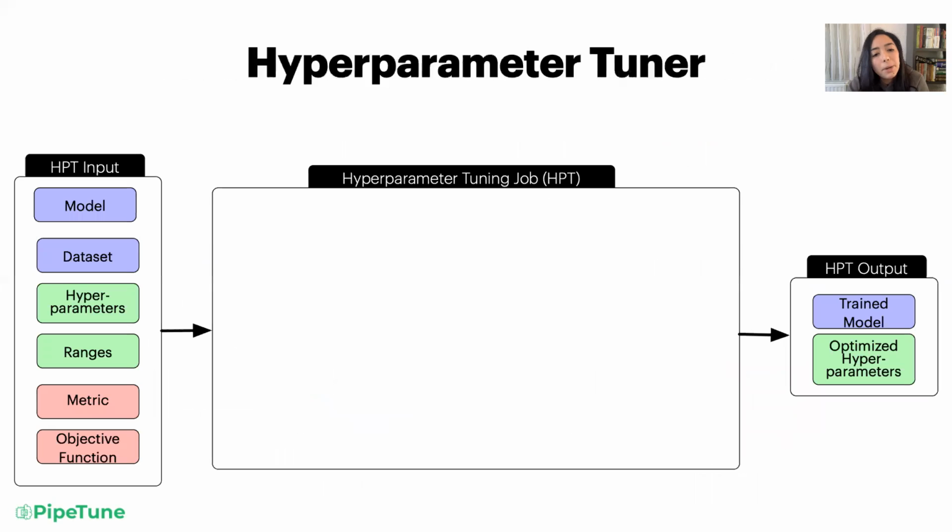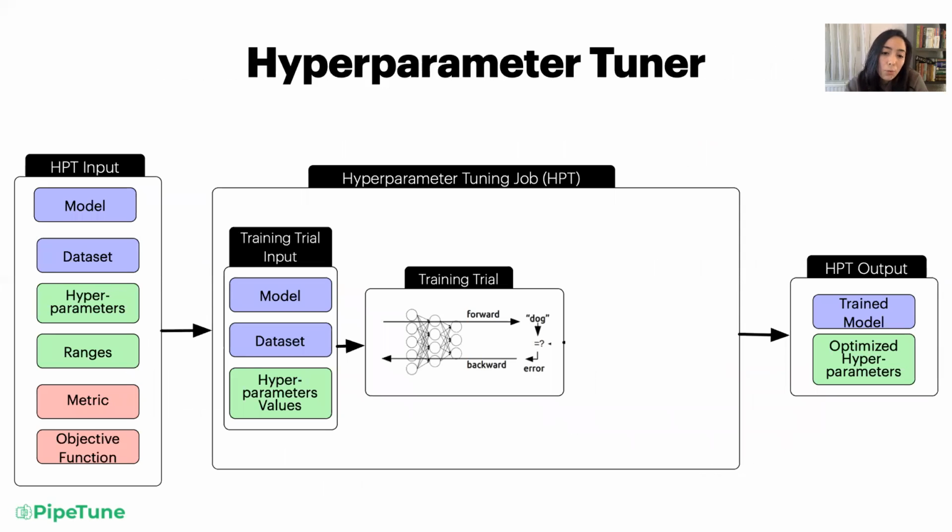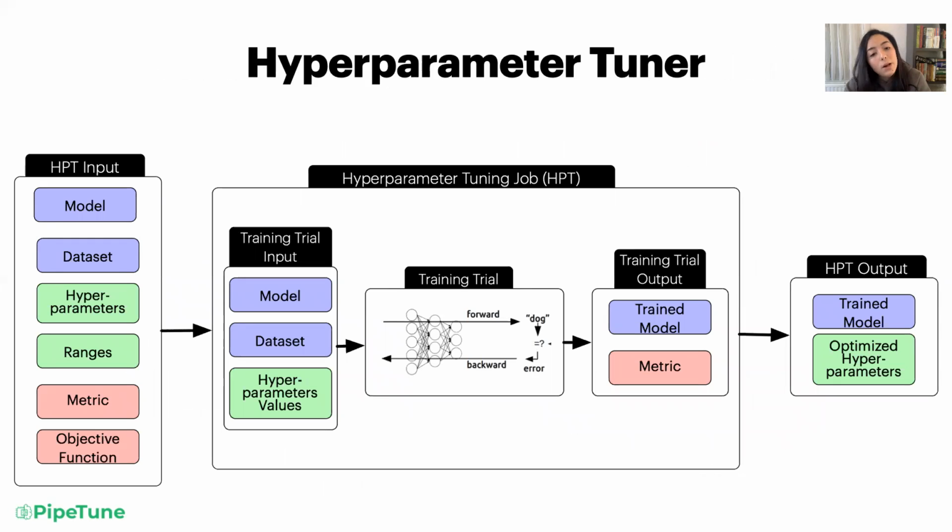For that, let's start by having a look at how this tuning black box works in practice. First, a set of hyperparameter values are chosen based on the defined range, and the workload is trained with those values on what we call a training trial. As an output of a trial, we will have the trained model and the metric of interest corresponding to that trial. This process will repeat several times for different values, which will be chosen following a specific strategy depending on the optimization algorithm being used.